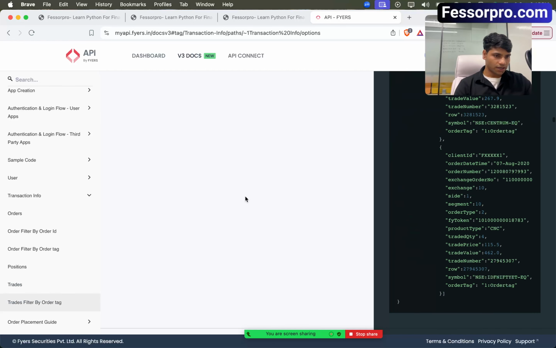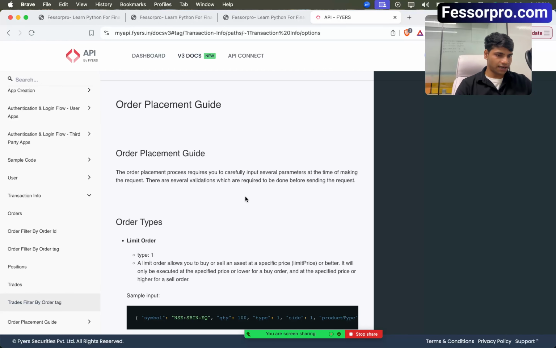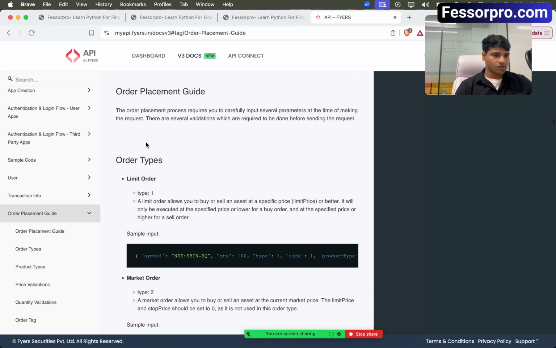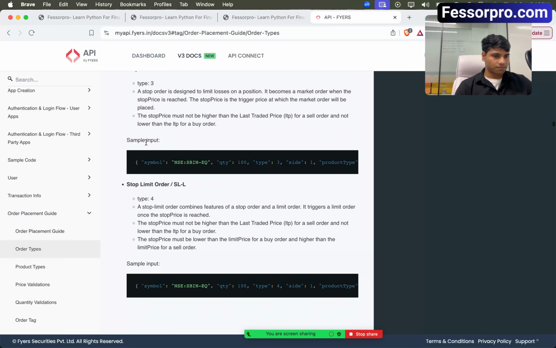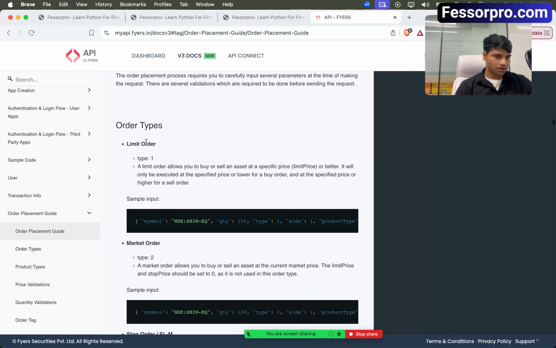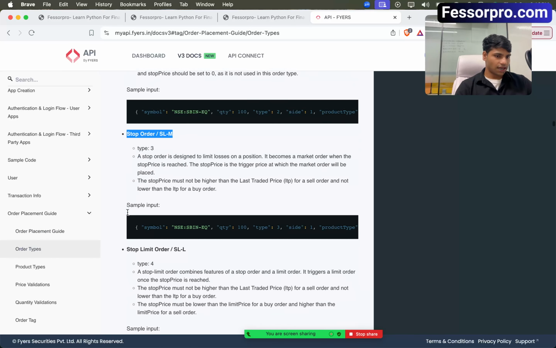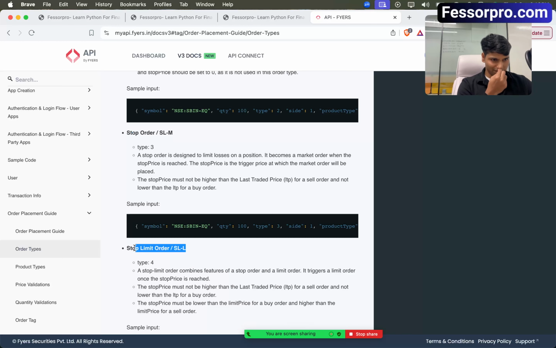Okay, then if you scroll down, order placement guide. So I will spend some time on the order placement guide today, because this is slightly important. So there are 4 order types they have given. First is limit order, then we have market order, then we have stop order, and then we have stop limit order. Let's try to understand the difference between them.